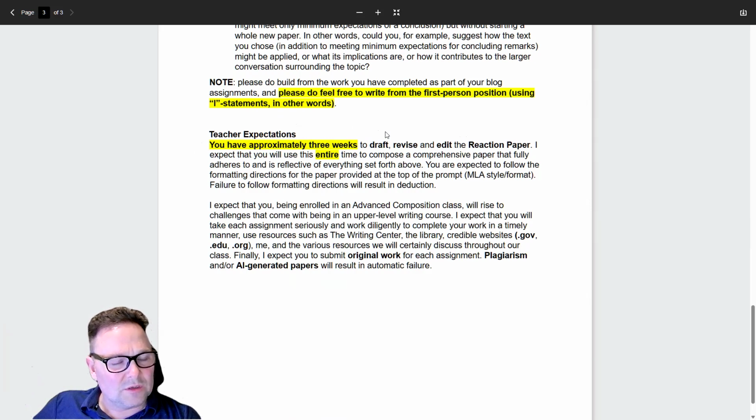We'll do a lot of work to those ends with our weekly assignments leading up to this due date, February 15th. But be diligent and be consistent, even if it's just a little bit at a time. And we'll get this done, get this knocked out.